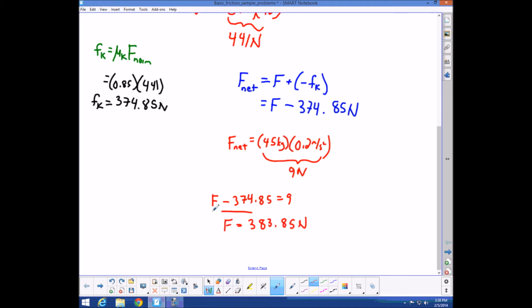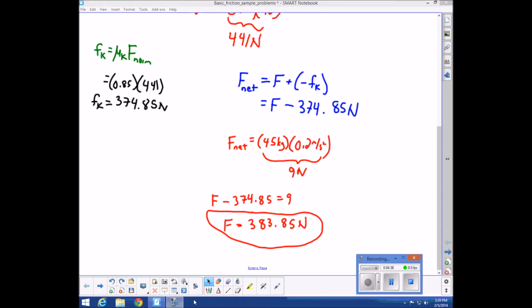When doing these problems, there's not much of a difference between these problems and the other force problems that we have been working on. The only thing that's different is how we actually calculate the force of friction. Instead of just being told that there's a force acting to the left of 374.85 newtons, we need to actually go through and find that force.